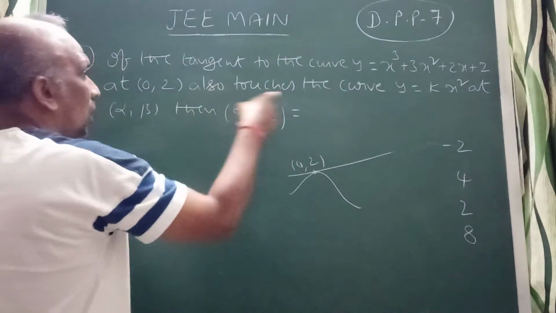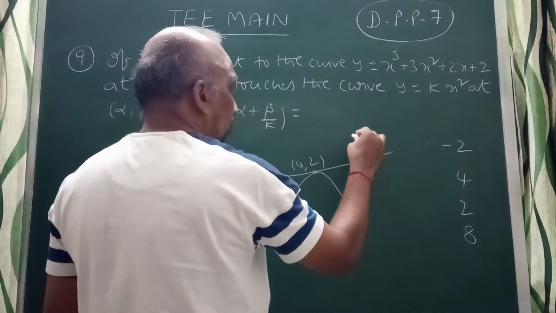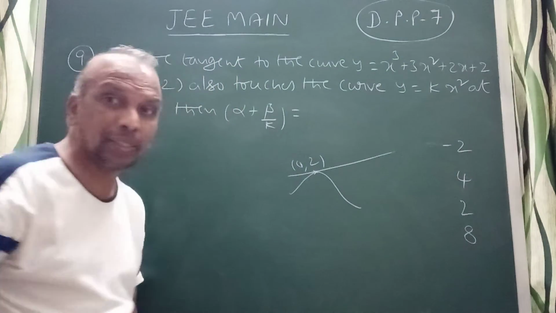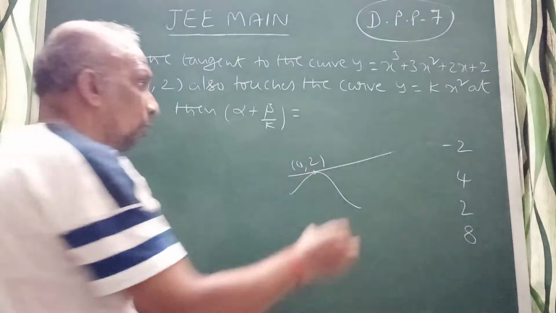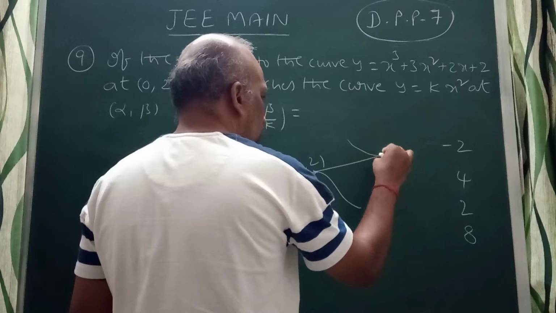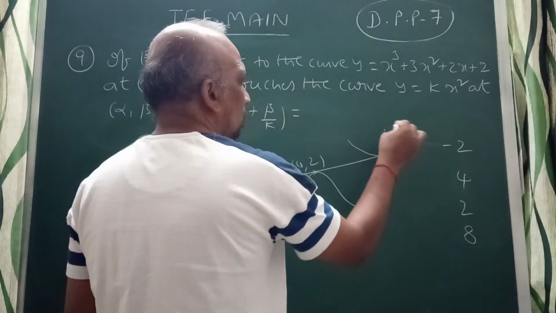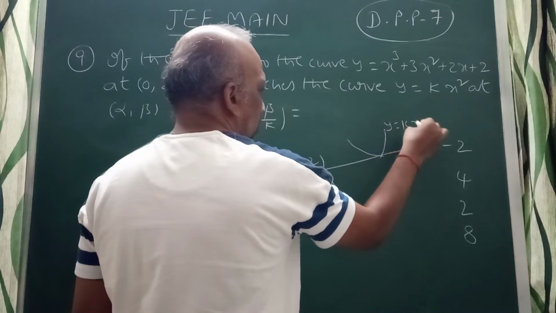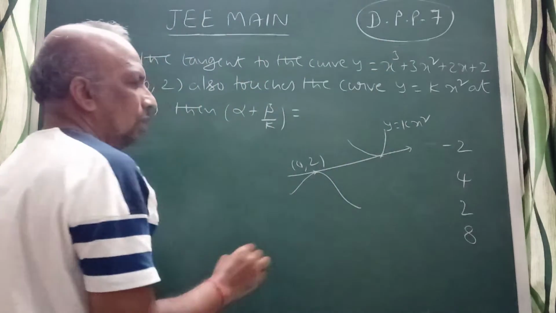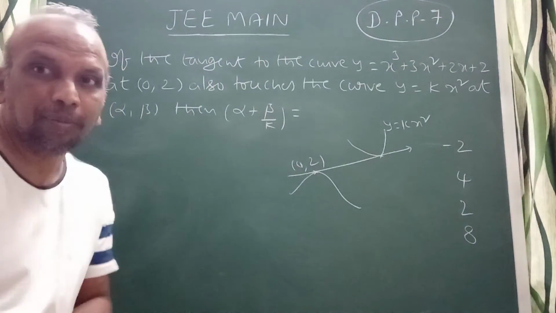Here it touches the curve y equal to kx square, which is a parabola. It touches at the point here. So this is y equal to kx square, the curve of that. It touches at alpha beta.